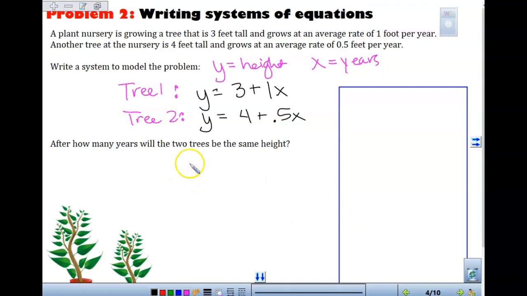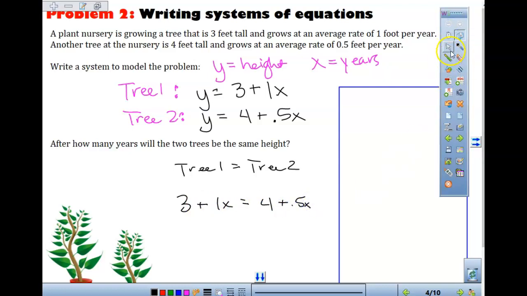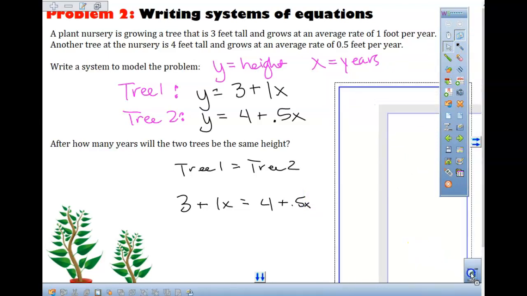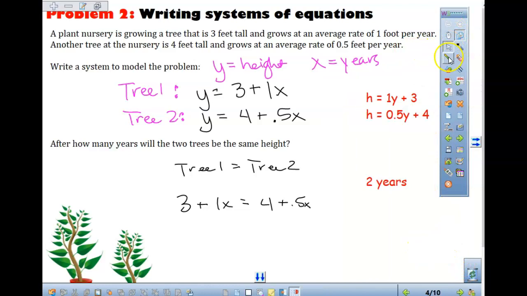We're not going to solve this one. Could you solve this one? You would put tree 1 equal to tree 2. So if you need to practice solving, you might put down 3 plus 1x equals 4 plus 0.5x. If you were looking at this one and you were solving it, we're not going to go through that work right now. You should have come up with 2 years for an answer. I'm not going to go through the work of doing that, but you should be able to solve this one. I want you to notice they used H and they used Y for years. Could you use any variables? Yes, but you just kind of want to define what they are.